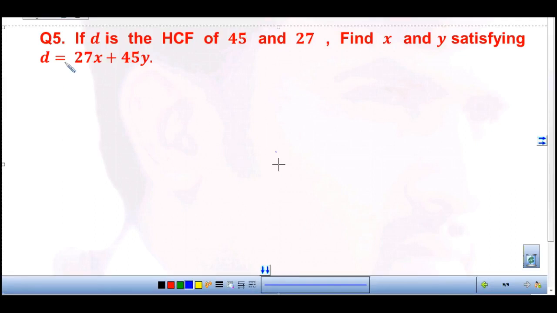Let us solve one more question. If D is the highest common factor of 45 and 27, find x and y satisfying D is equal to 27x plus 45y.